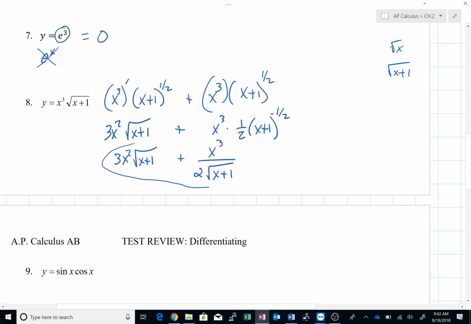I could simplify it if I wanted to and get it to be one big giant fraction. But again, it doesn't help me out. It doesn't get me anywhere closer than I need to be. All right, again, the 2 is in the bottom. This negative exponent shoves all this in the bottom, and the x cubed is just staying in the top.